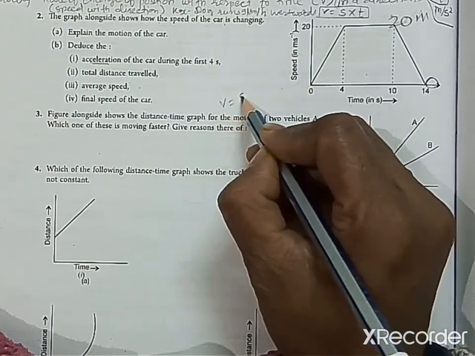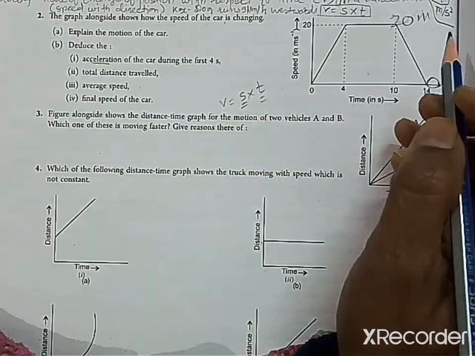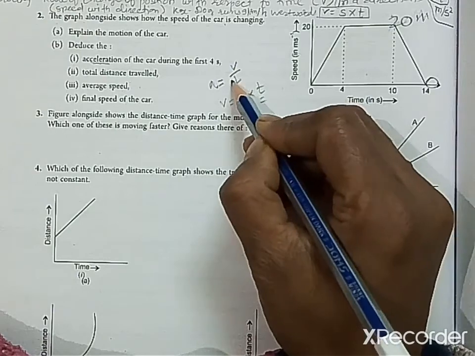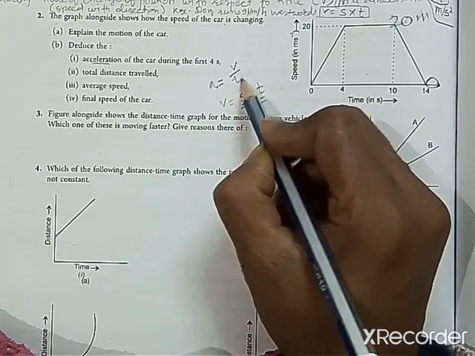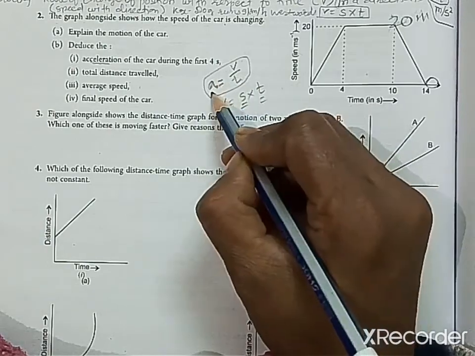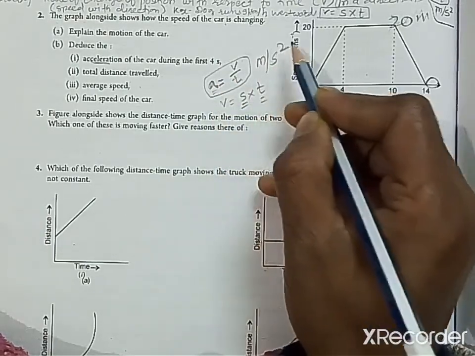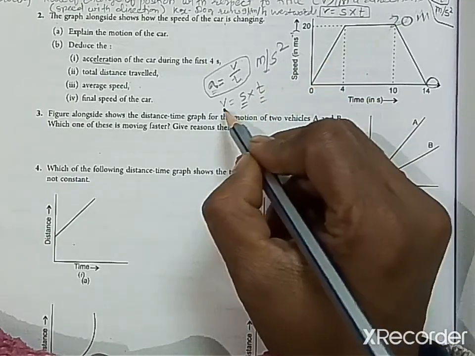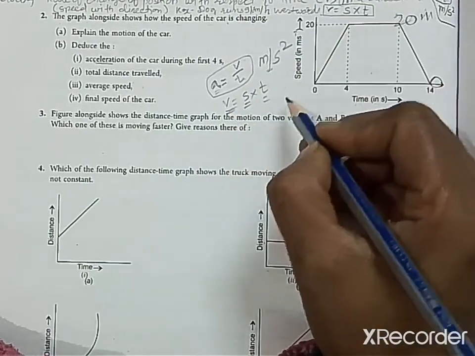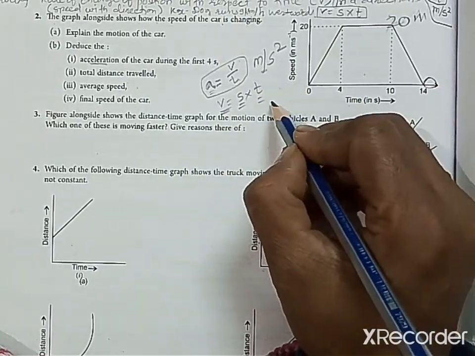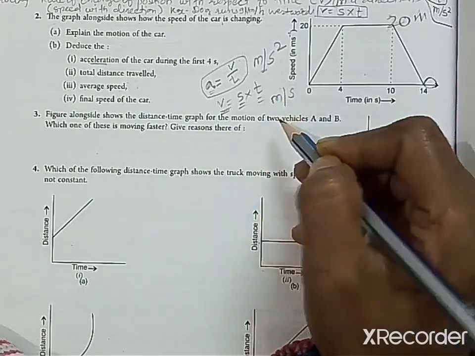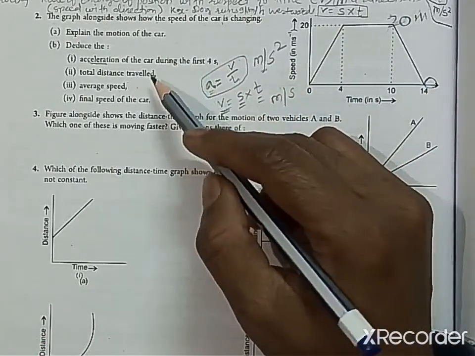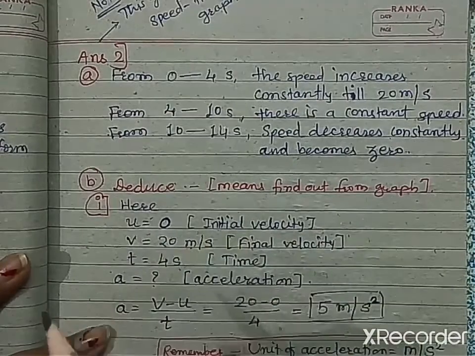Velocity is calculated by the formula v = s × t, that is, speed into time. And acceleration, that is a, is calculated by the formula v/t, velocity upon time. The unit of acceleration is meter per second square, and the unit of velocity is meter per second. So these are the two terms, you remember them. Now we will find out the answers to these questions. Let's see the answers.